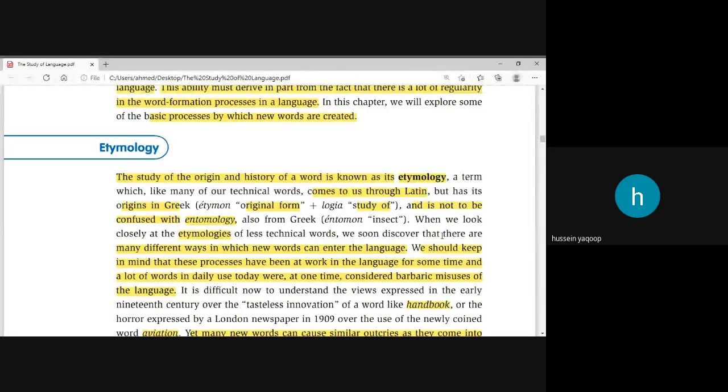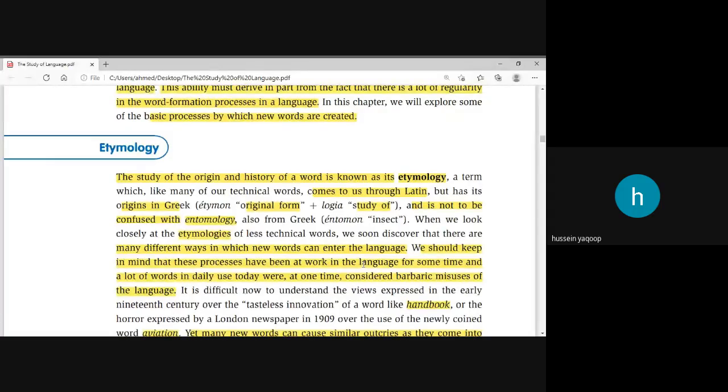Now, we soon discovered that there are many different ways in which new words can enter the language. We should keep in mind that these processes have been at work in the language for some time. Of course, this does not mean that a word or maybe a group of words becomes stable and understood by the majority of people immediately. So it takes time for any word to be included in a dictionary or even used widely by people.